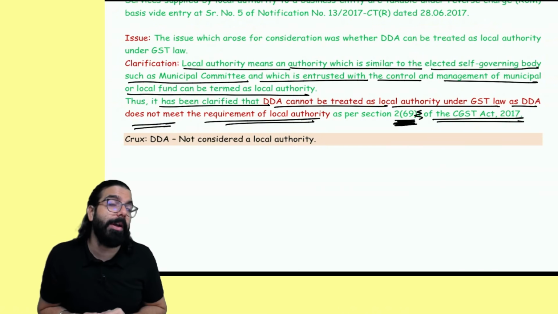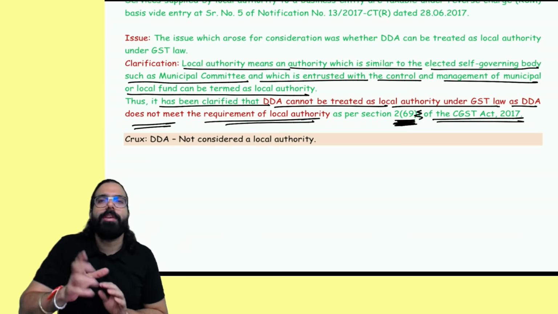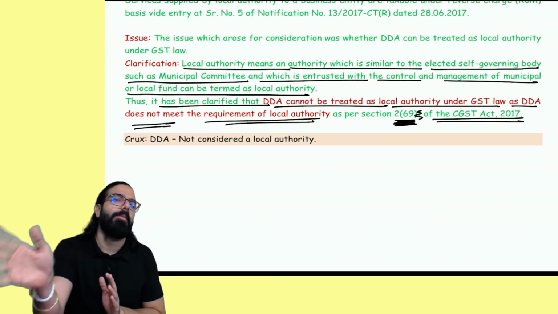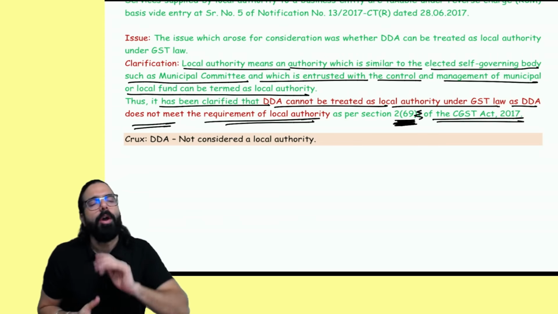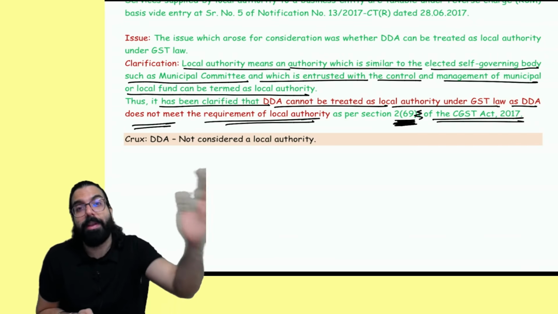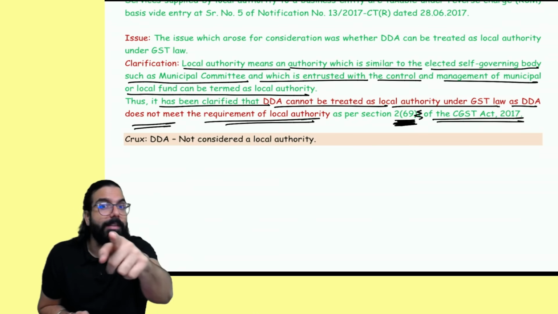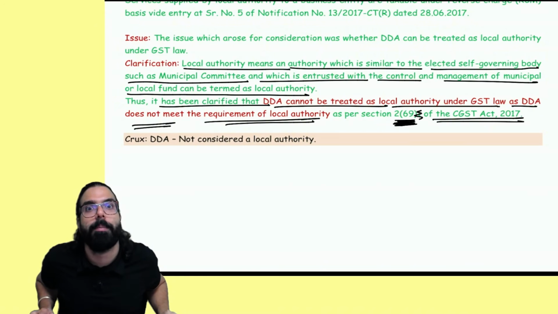Sir, what are the requirements of local authority? Not required. You just have to remember that all these development authorities, Bangalore Development Authority, Delhi Development Authority, are not local authorities, and whatever function they perform, even if it is under 243W, it is not by a local authority, and hence it will not be neither supply of goods nor supply of service.